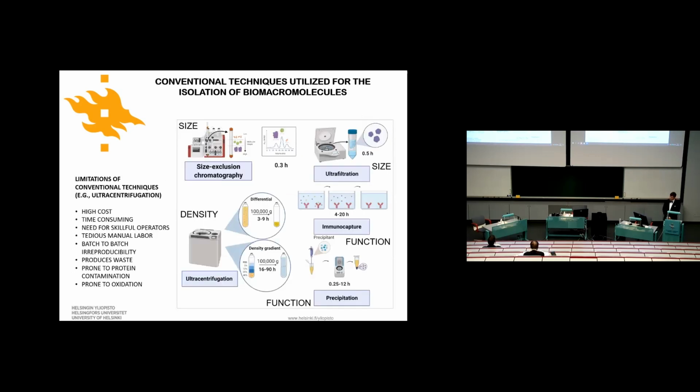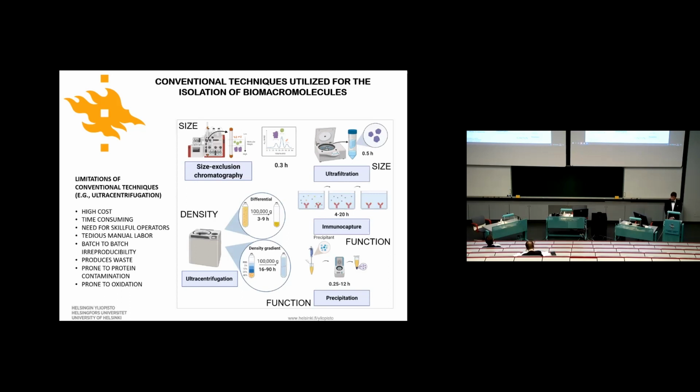Now, conventionally, certain techniques have been utilized for the isolation of biomacromolecules, and these include size-exclusion chromatography. This is separating based on size. Ultrafiltration, which is also separating based on size. Immunocapture, which is separating based on function. Precipitation, which is also based on function. And ultracentrifugation, one of the most popular methods and techniques, which is separating based on density.